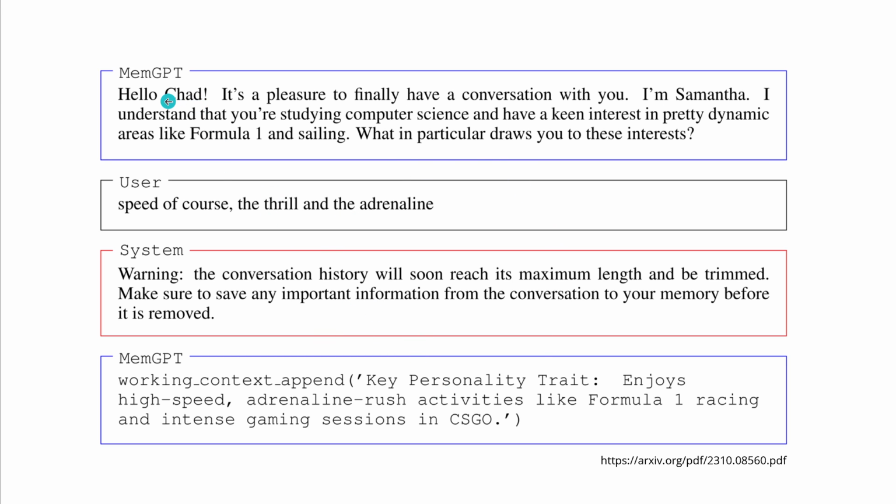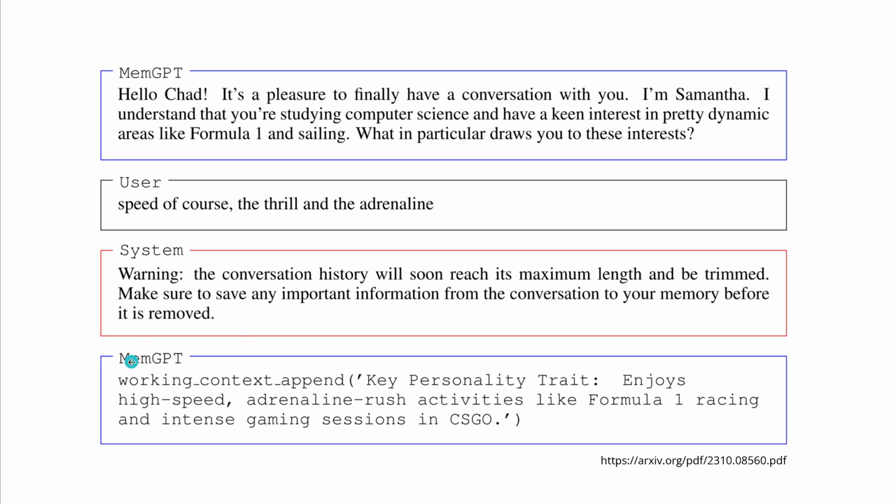A very easy example. Say, hello, says the system. I'm pleased to finally have a conversation with you. I'm Samantha, says Bart. I understand you are studying computer science. What are your interests? And the human user comes back and says, hey, speed, of course, is my interest, and the thrill and the adrenaline I have. And then the system gets in this information, but at the same time says, hey, warning, conversation history will soon reach its maximum length of 4,000 tokens, 32K tokens. So make sure to save important information from this conversation to your new memory, to your new RAM, before it is removed. And now the LLM, or MemGPT, has been trained to generate tokens to save specific content parts.